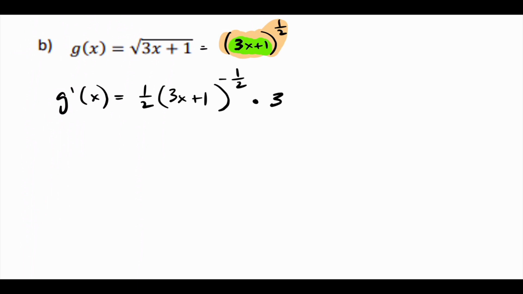I can multiply the 3 and the 1/2 in front. The negative 1/2 I can move to the bottom. But that's not calculus. That's just kind of cleaning it up a little bit. So what I would do is multiply the 3 and the 1/2 in front to make 3 and 1/2, or 3/2.